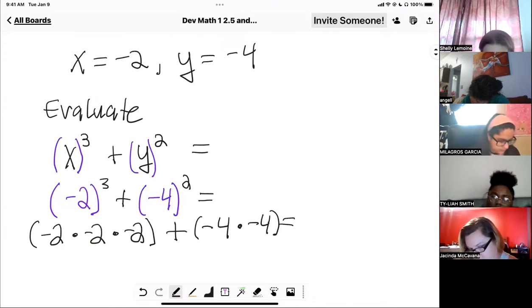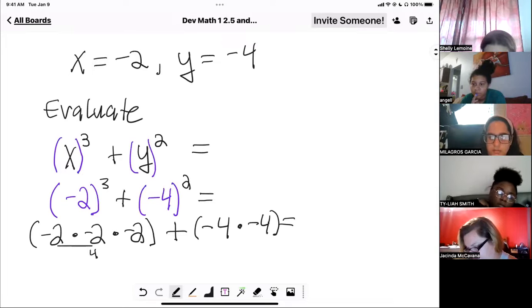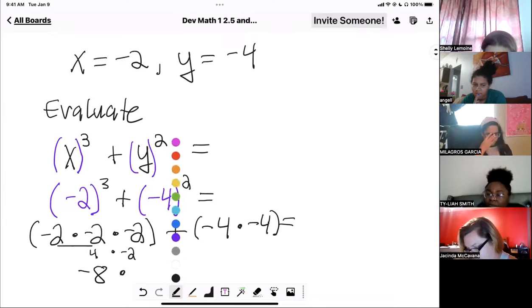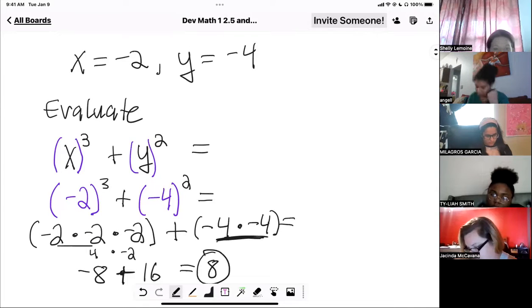Now, a negative 2 to a third power, or any negative to a third power, is going to be negative, because negative 2 times negative 2 is 4, times negative 2 is going to be negative 8. Negative 8 plus... Negative 4 times negative 4, that's going to be positive. The negative times negative is a positive, positive 16. And when I put it together, negative 8 plus 16 is going to be 8.